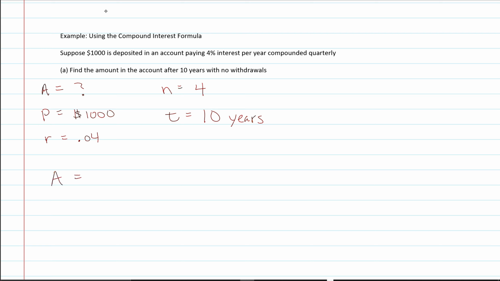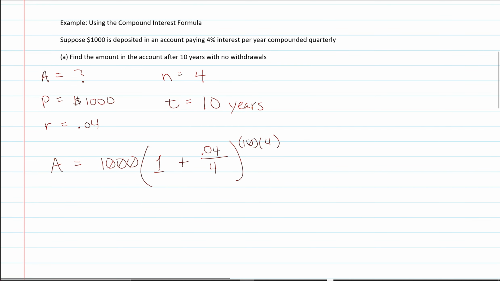The formula was A, which we don't know, is equal to P, which is the $1,000, times the quantity of 1 plus R over N. R is 0.04 over N, which is 4. And this is raised to the T times N power. Well, our T is 10, our N is 4. All right, next we'll just do the arithmetic that's involved.